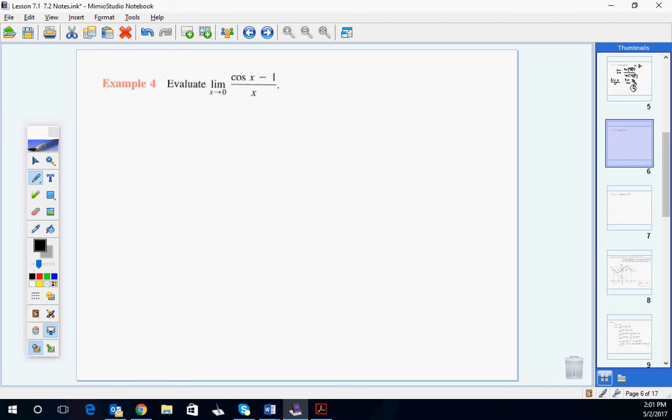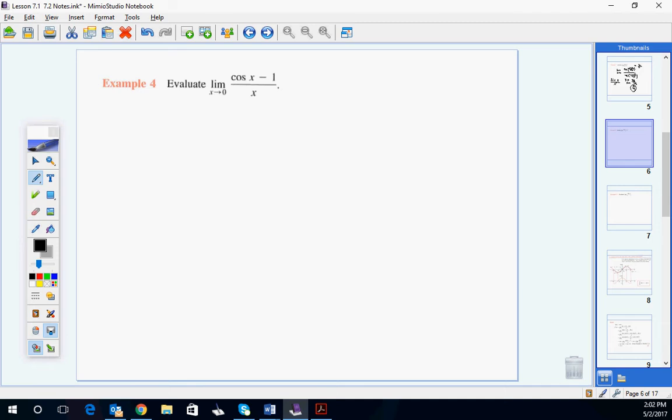Okay, so cosine x minus 1 over cosine of x. So in general, with this one here, they're going through the proof of cosine of x minus 1, which I don't really like about this one, but that's fine. We'll go through. It's not a big deal.